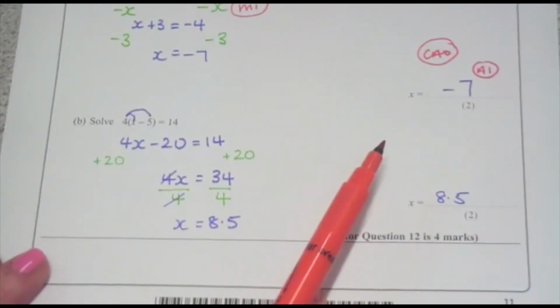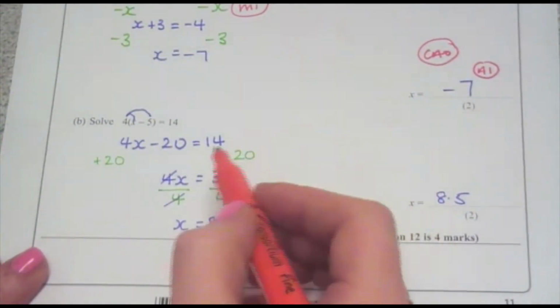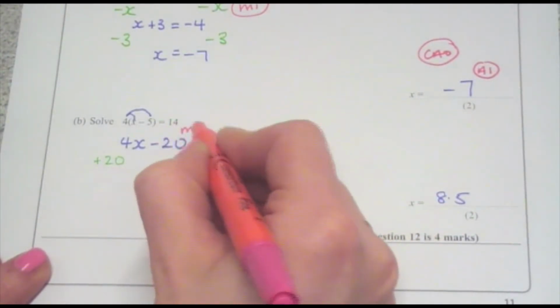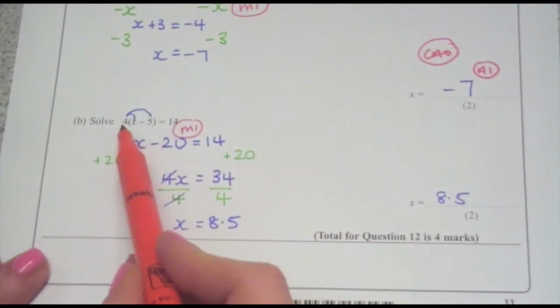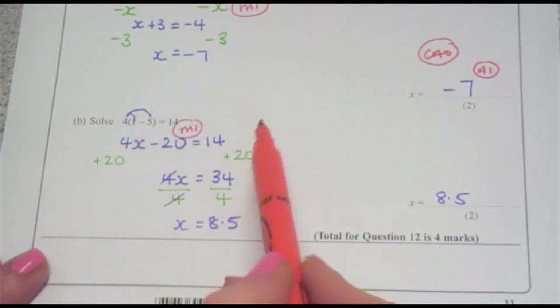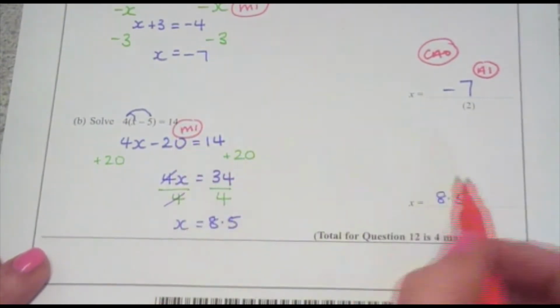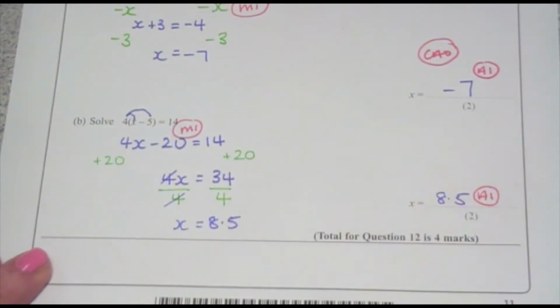For part B, I need to have made an attempt to multiply or expand the brackets, which I've done. However, you may have decided to divide both sides by 4 and not expanded the brackets at all. Either way, that would get you the first method mark. And the second mark is for getting the answer of 8.5.